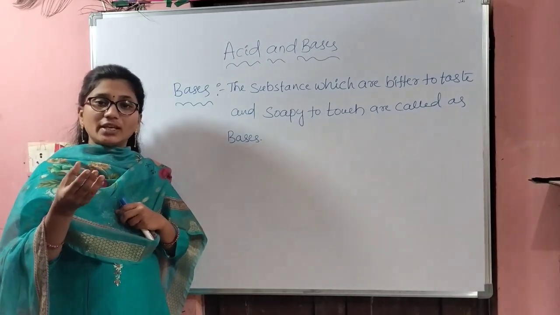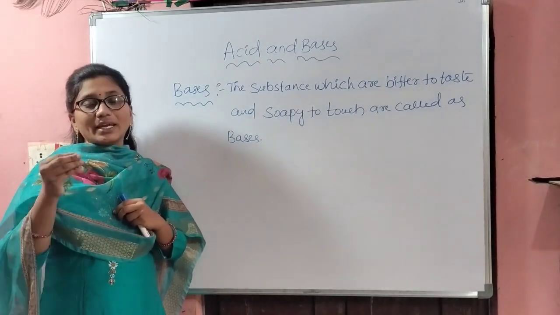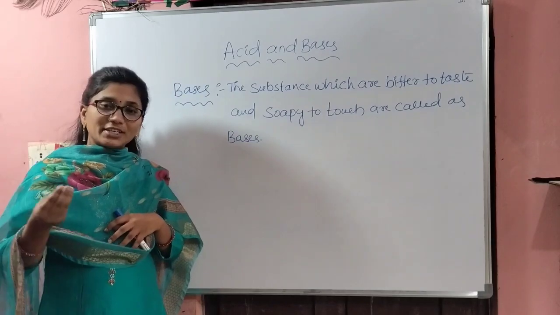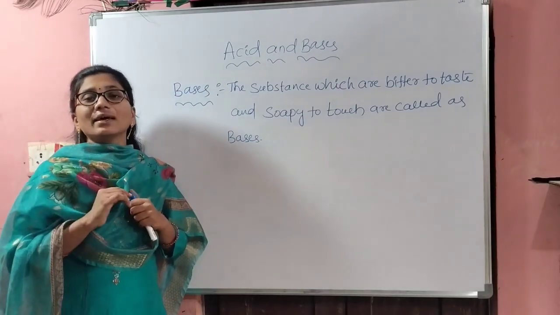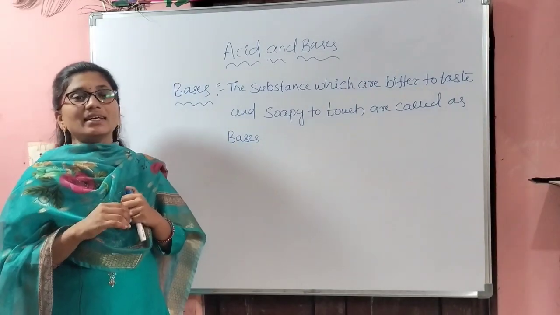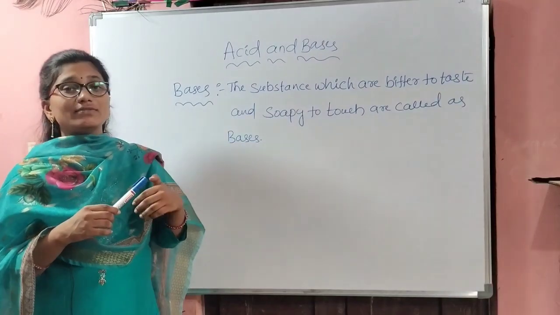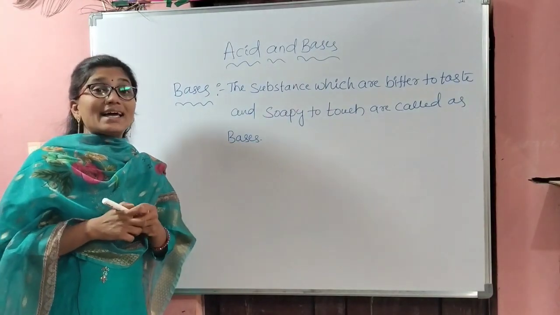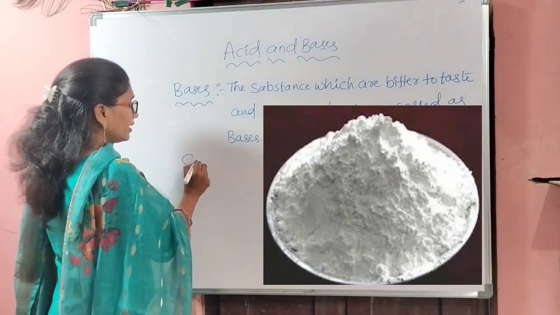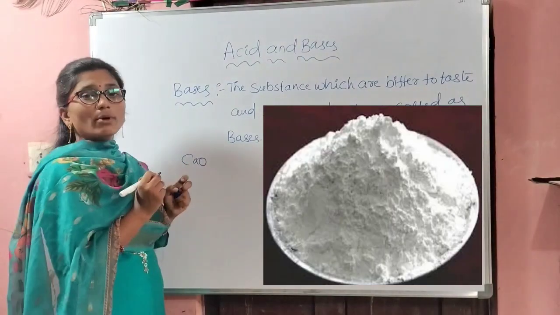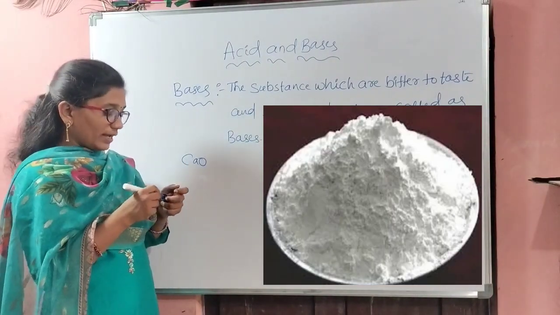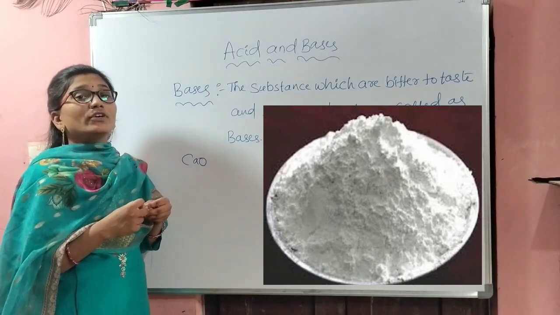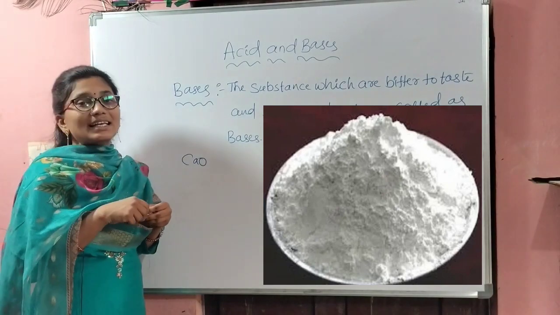Whenever we touch any cake of soap, or any solution of a detergent, we can say it is a base. It consists of a base. Then what more kind of substances are there? You can see calcium oxide. In olden days, people preferred to paint their walls with calcium oxide.